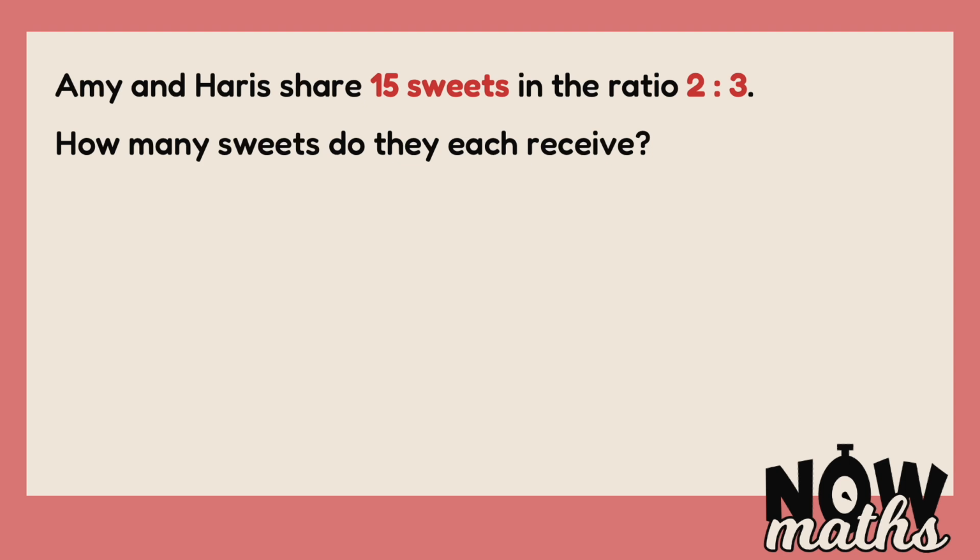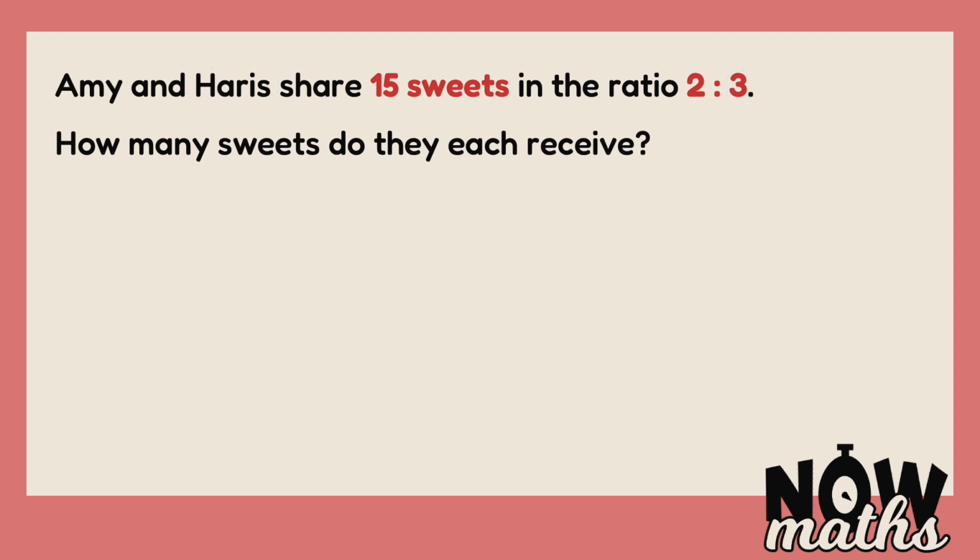So in this question we have Amy and Harris sharing 15 sweets in the ratio 2 to 3. We need to work out how many sweets they each receive. So this is a way of Amy and Harris dividing the sweets between them unequally. And if we look, Amy is receiving 2 parts of the sweets and Harris is receiving 3 parts. So we're expecting Harris to receive more than Amy.